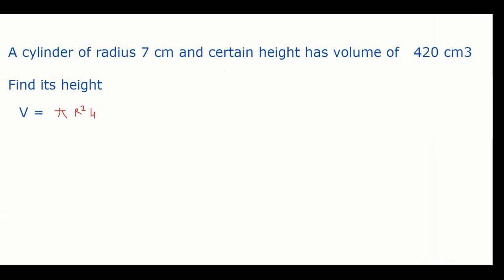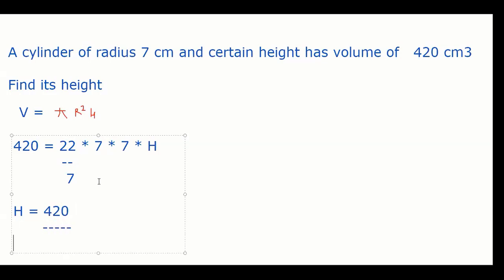So volume is given as 420. So 420 equal to pi, which is 22 by 7, into r square, r is 7 into 7, into h. We have to find out. Just solve it. You'll get h. H would be 7 gone, 420 by 154. 22 into 7.